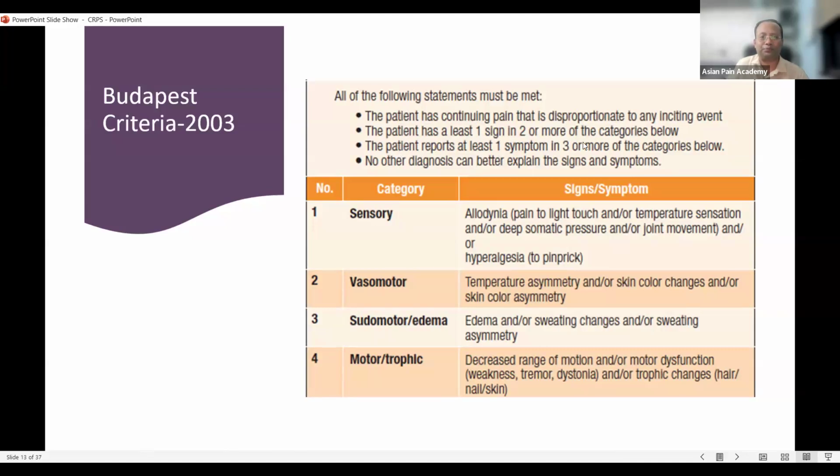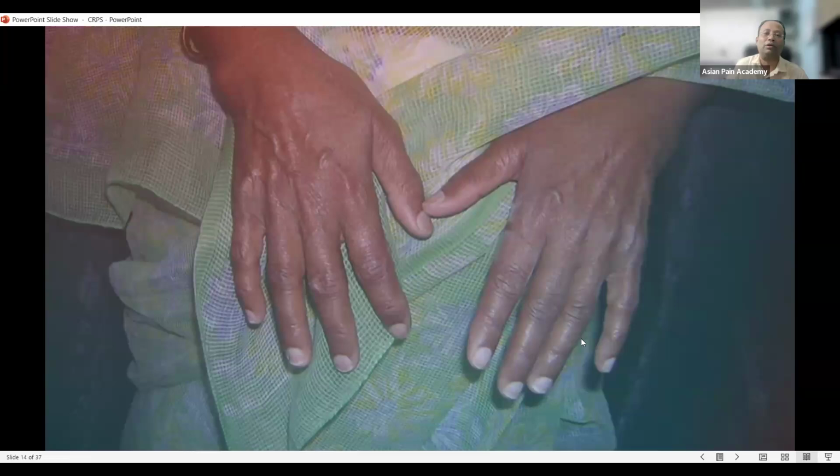you know that at least one sign in 2 categories, and at least one symptom in 3 categories, and mainly, as I told you, exclude other diagnoses. That is the first thing, exclude other diagnoses, and it should be too much painful. So these are the criteria for diagnosing.